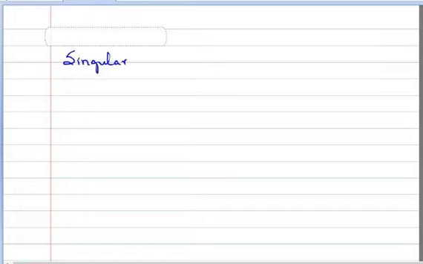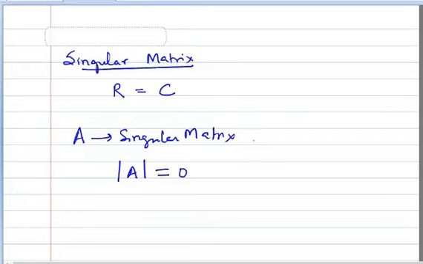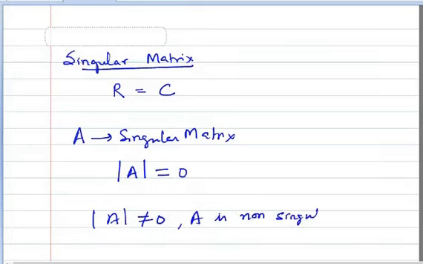Next is the singular matrix. A square matrix. What do you mean by a square matrix? A square matrix is a matrix in which the number of rows is equal to the number of columns. A square matrix A is called a singular matrix if the determinant of the matrix A is equal to 0. If the determinant value is not equal to 0, then A is called a non-singular matrix.